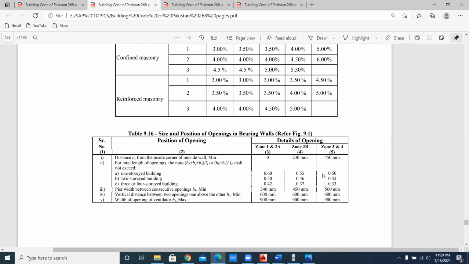Keep in mind that for zone 3 and 4 we normally take SMRF, the seismic resistant frame, whereas for 2A and 2B we normally take IMRF. I will show you what SMRF is and what IMRF is. So this is normally the opening.